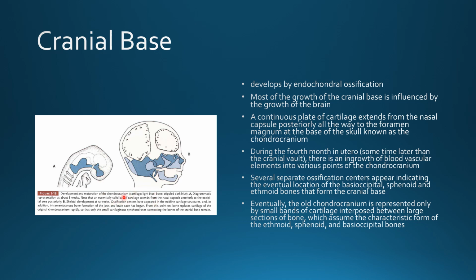So we will have areas of ossification spread throughout this chondrocranium, okay, and then these areas will start to fuse to form what will be the future bones of the cranial base. The bones of the cranial base are the basioccipital, the sphenoid and the ethmoidal bones. Okay, eventually the chondrocranium will be represented by only small bands of cartilage interposed between large sections of bone.